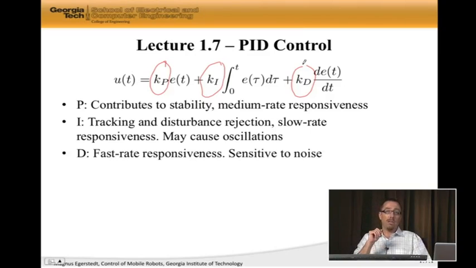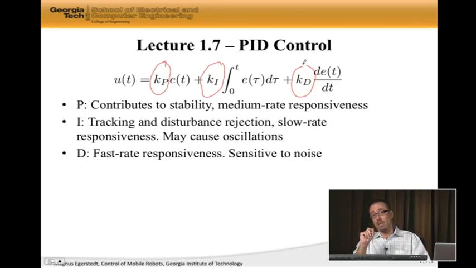Now, the D part, since it's not responding to the actual error values, but to the changes in the error values, typically has faster responsiveness. So if something is about to happen, well, the rate is changing, so the derivative part kicks in typically faster.